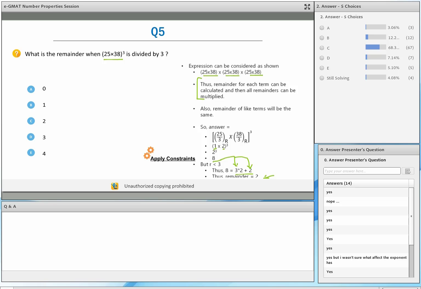So again, it's a slightly more involved application. Why? Because I have an exponent here. But again, if you understand what exponents are, you can simply extend the concept of multiplication to exponents as well. Okay. All right.